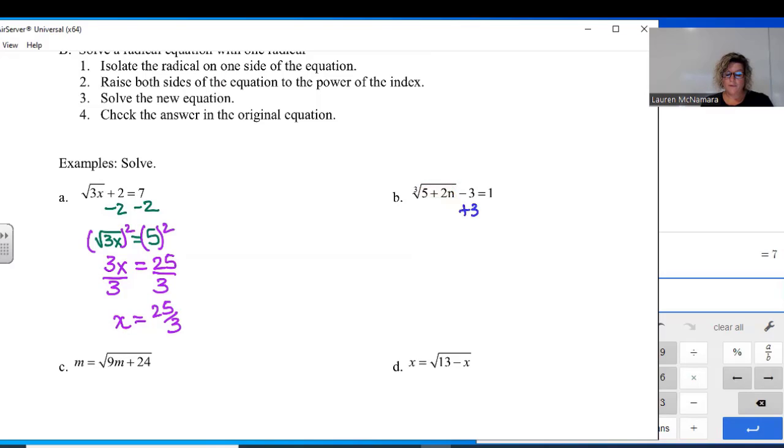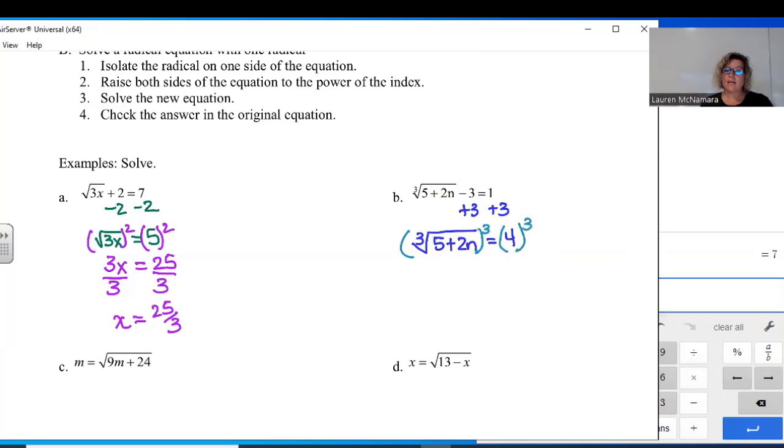Add 3 to both sides. So now I have the cube root of 5 plus 2n is equal to 4. Now my radical is by itself. I want to cancel out that radical, which means I need the opposite operation. So what's my opposite operation going to be? Yeah, raising it to the third power.